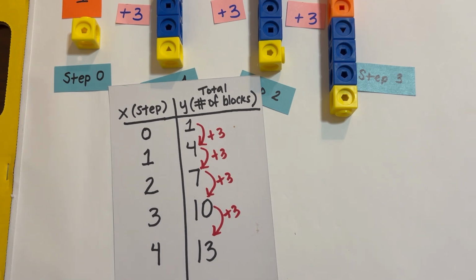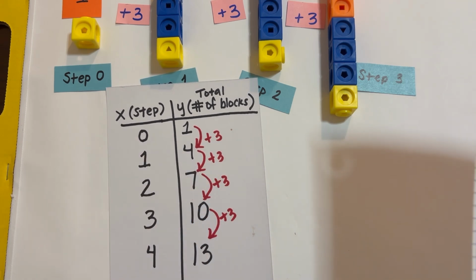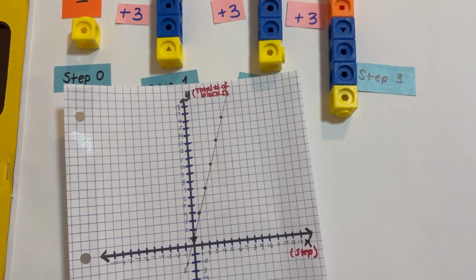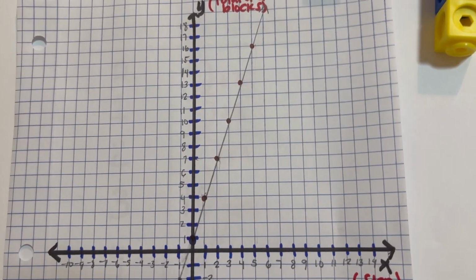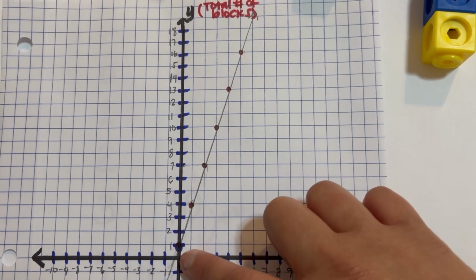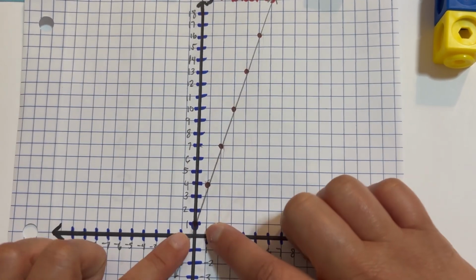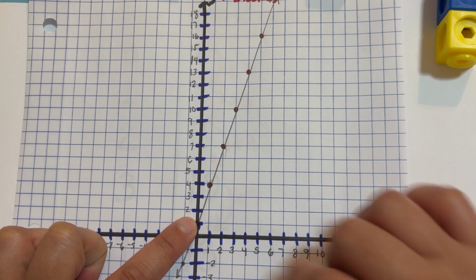First, let's look at how this looks on a graph. We can transfer the data from the table of values to a coordinate grid. We're displaying the same pattern as on the table of values. We started with 1 block, so our y-intercept is 1. That is our initial value.